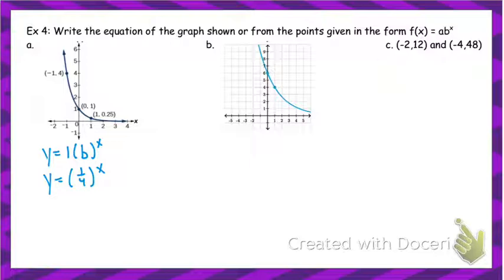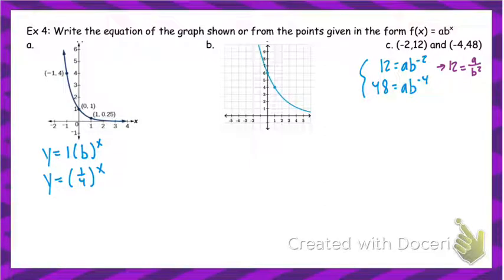And if we have 2 points and 2 variables, then we can set up a system. So if I use y equals a times b to the x, I can plug in 12, and I can plug in my other points, and now I have a system. Now this system may look kind of complicated. It's really not that bad. We're going to use substitution. So let's rewrite this first equation. This would be 12 is a over b squared.